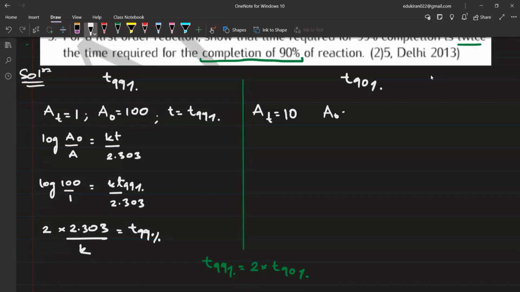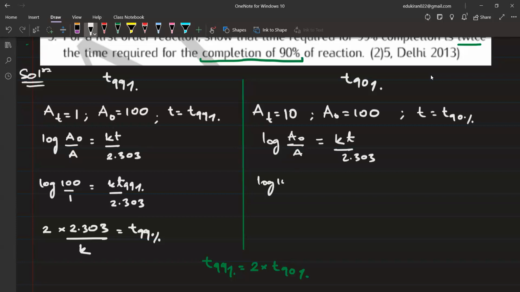Now initial would be 100 and T will be T90%. ठीक है? Again similarly log of A naught by A is equal to KT upon 2.303. What is A naught? A naught is 100 divided by what is A? A is 10. What is K? K is K. T is T90 divided by 2.303.